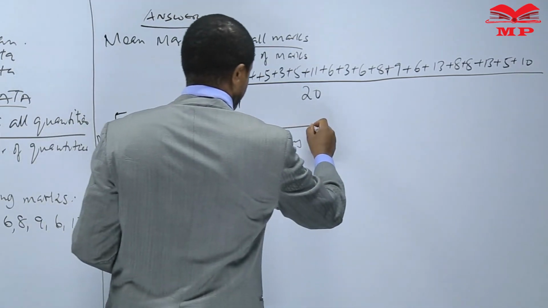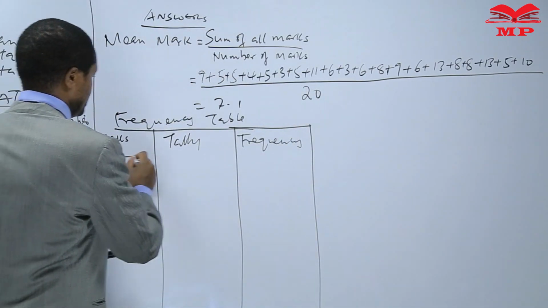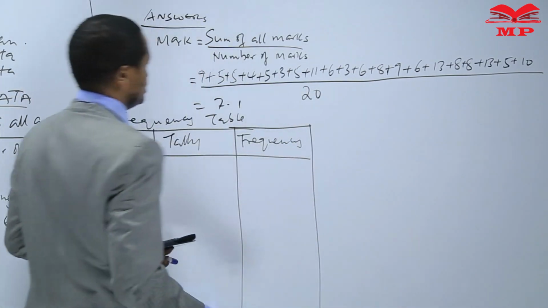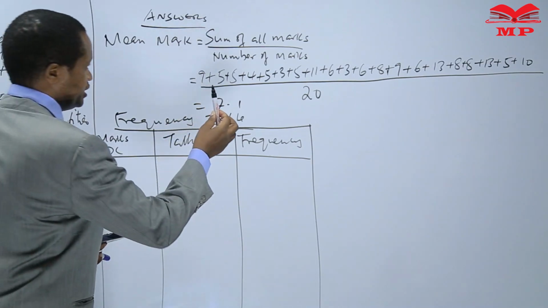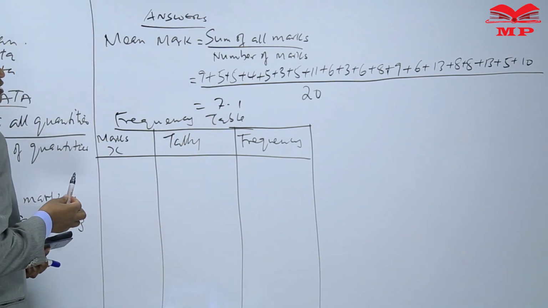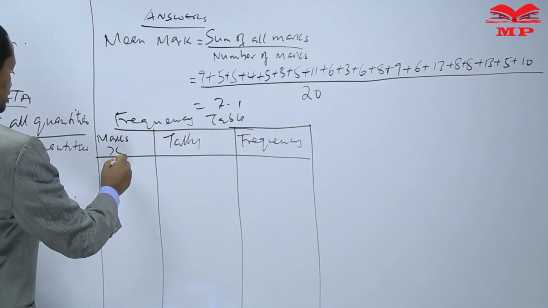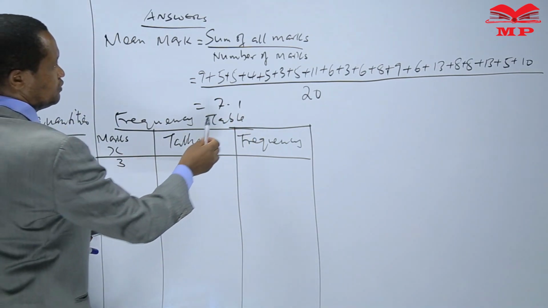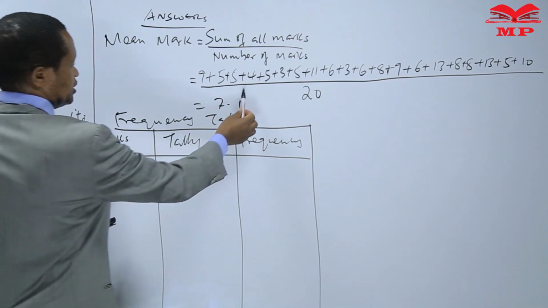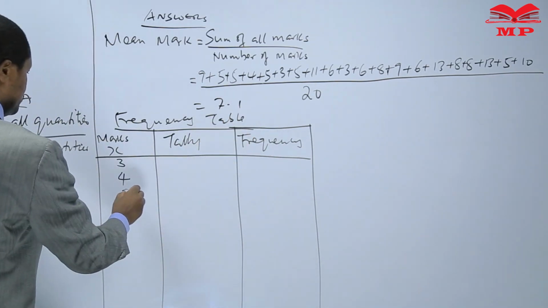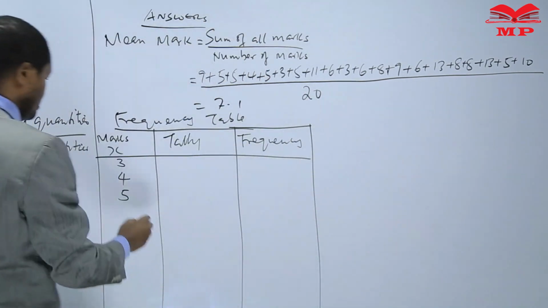So we can have that frequency table. For the least marks, you can arrange these marks in ascending order. Starting with 3, we have 3. Then we have 4. Then we have 5 there. We have 6. Yes, we have 6 there.